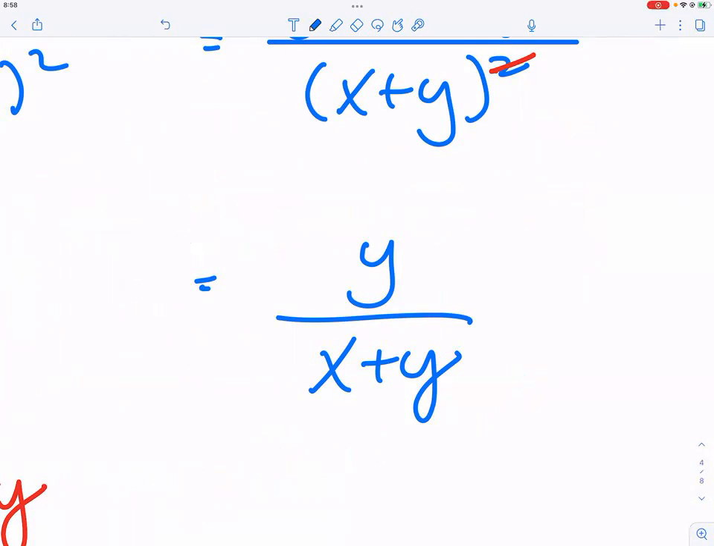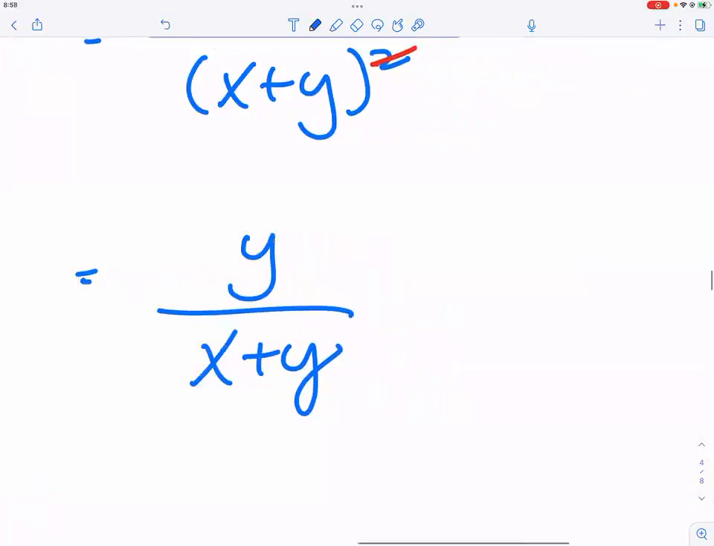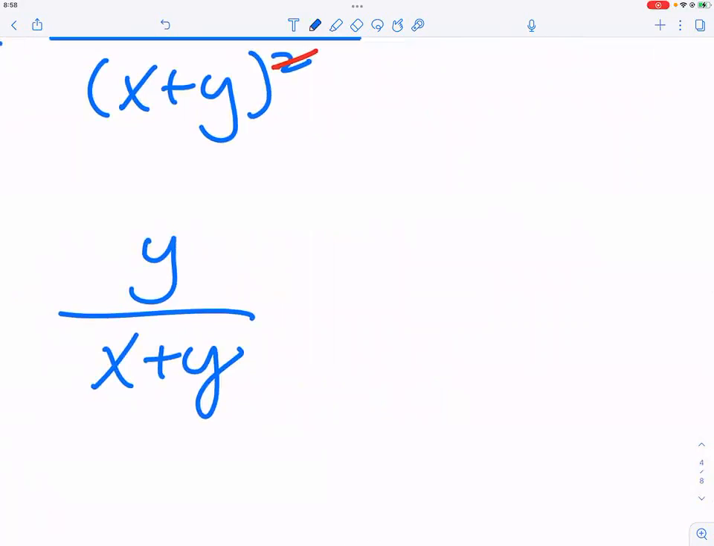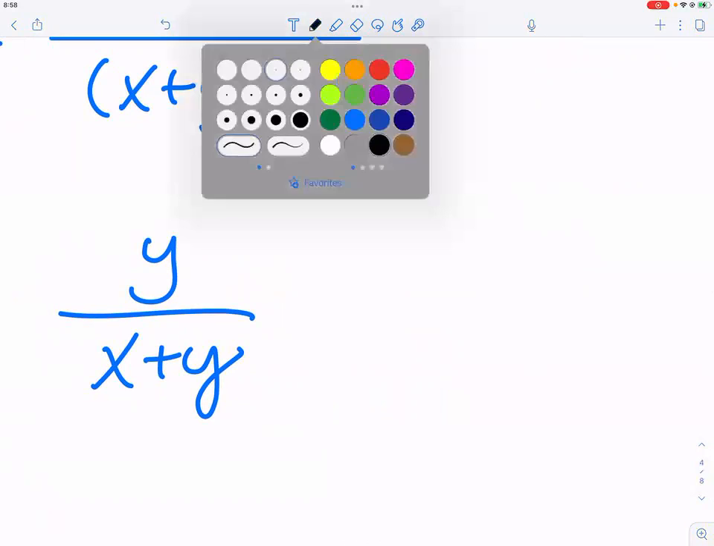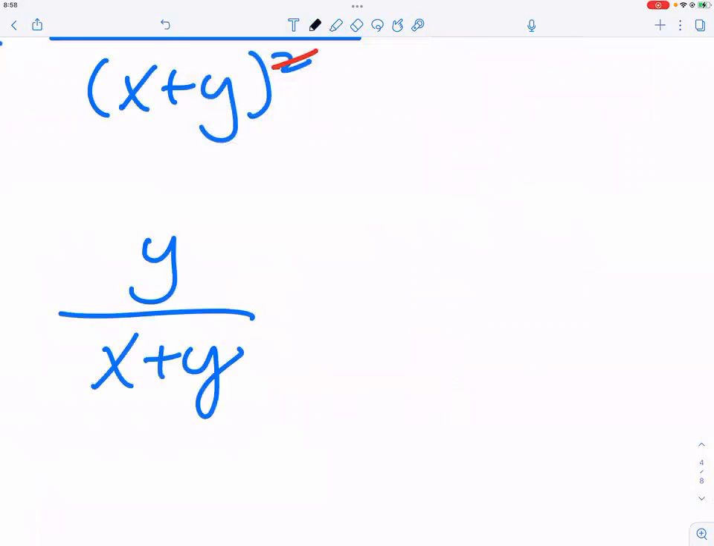Can we cancel out the y? Okay. Now the question is, let me give you a number example. Would you cancel the 2? Okay. Now, I see some of you are shaking your head. But now, for those who are like, wait, what's happening here?